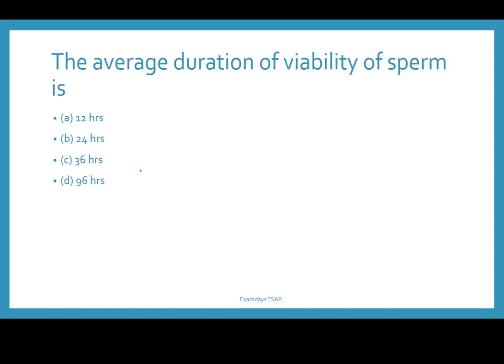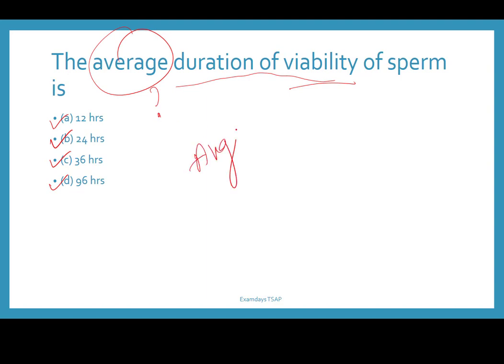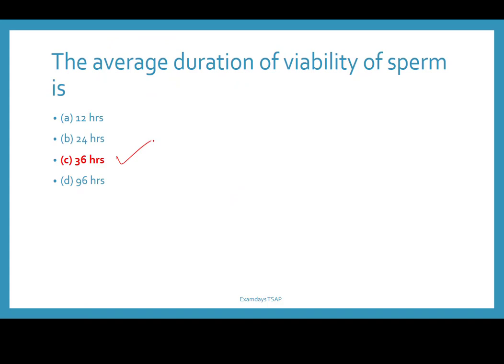Next question. The average duration of viability of sperm is option A, 12 hours. Option B, 24 hours. Option C, 36 hours. Option D, 96 hours. So what is the duration of viability? That is going to be the average. So make sure that you understand the word average duration. The correct answer is 36 hours, which is the average duration of viability of sperm.